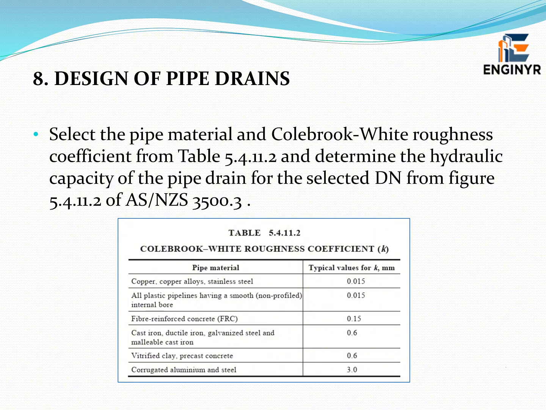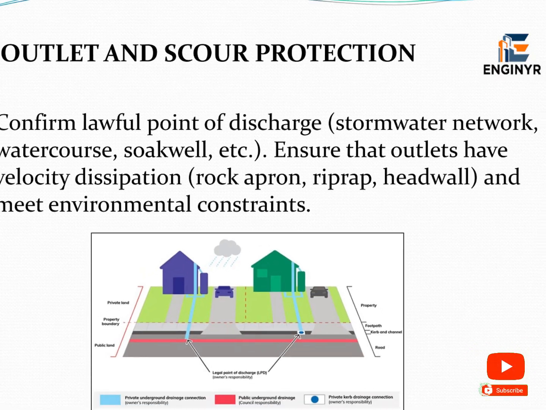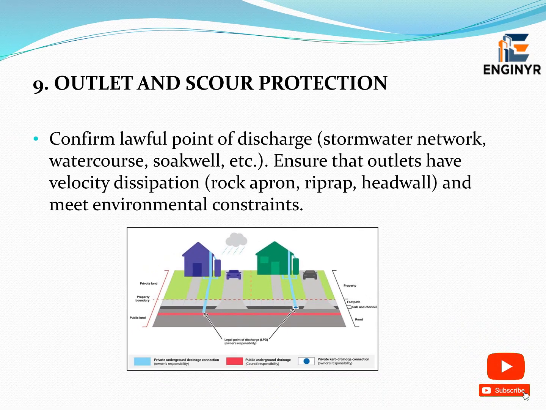Step 8. Design of pipe drains. Select the pipe material and Colebrook-White roughness coefficient from Table 5.4.11.2, and determine the hydraulic capacity of the pipe drain for the selected diameter from Figure 5.4.11.2 of AS/NZS 3500.3.